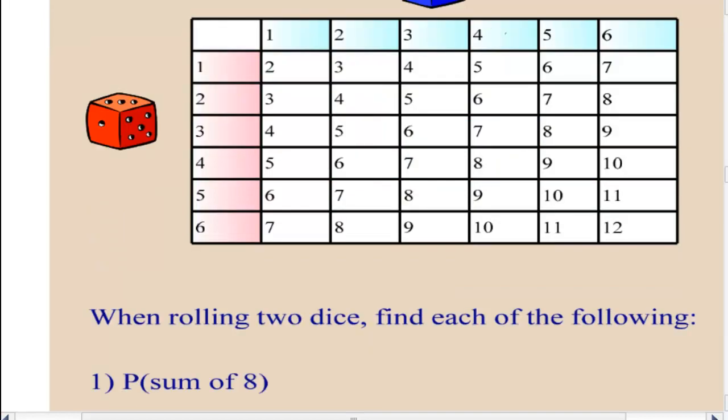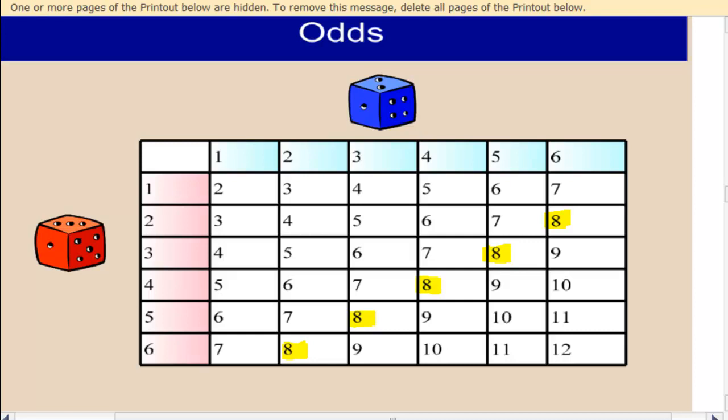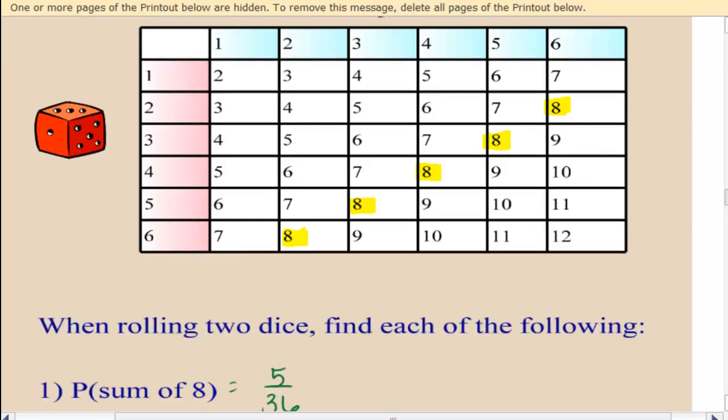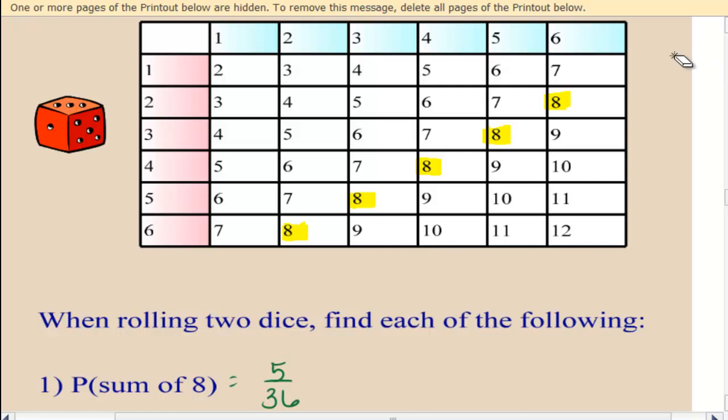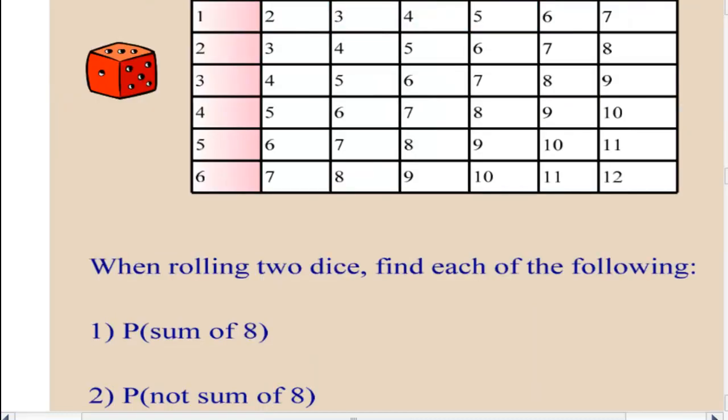The first question asks us to find the probability of getting a sum of 8. So just look at the table and highlight all your 8s. So this is what your table looks like when you highlight all your sums that are 8. So the probability of finding a sum of 8 is 5 out of 36. We know that there's 36 total because 6 times 6 is 36. So keep it simple with figuring out how many you have total. Let's look at the next problem.